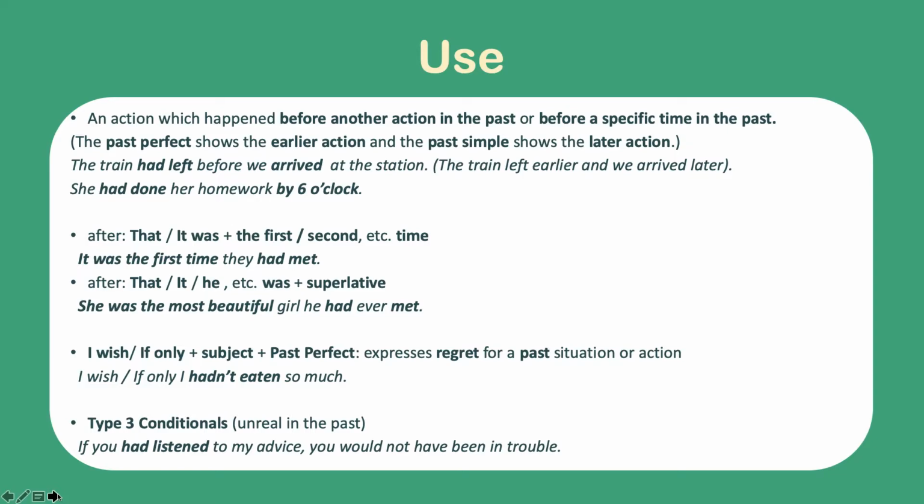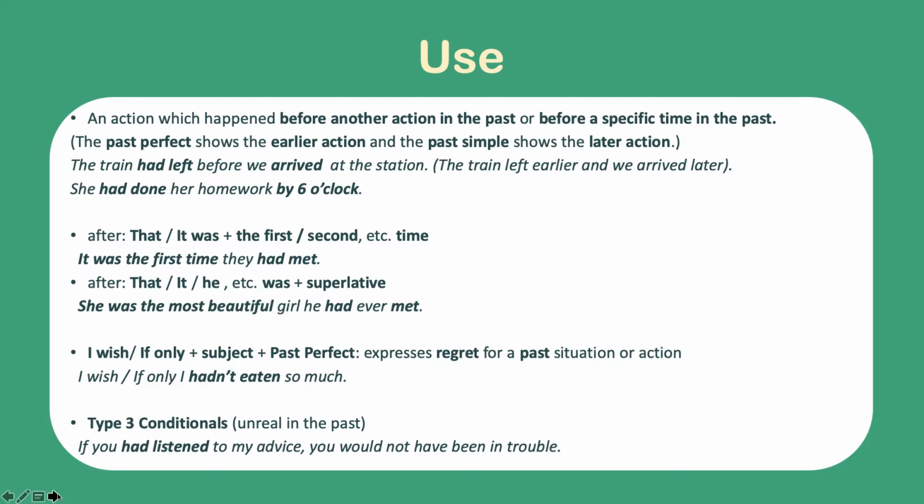We also use the past perfect simple after the expression that was, it was, the first time, the second time, the third time, the only time, the last time. For example, it was the first time they had met. Now in this case, we use the past perfect as the past equivalent of the present perfect. So if we say, it is the first time they have met, we refer to the present. But when we say, it was the first time they had met, we refer to the past.